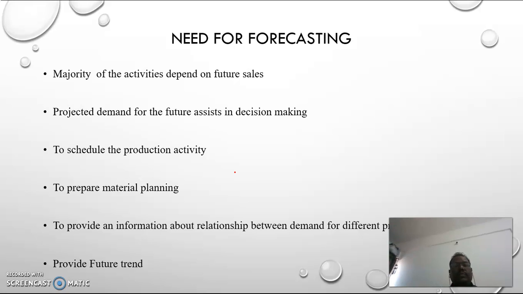The projected demand for the future assists in decision making with respect to investments in plants, machinery, marketing planning, etc. It helps to schedule the production activity to ensure optimum utilization of plant capacity, and to prepare the material planning so that replenishment orders are placed to provide the material at the correct time and in the correct quantity. It also provides information about the relationship between the demand for different products, because there is a diversification of products, and it provides the future trends for product design and development.